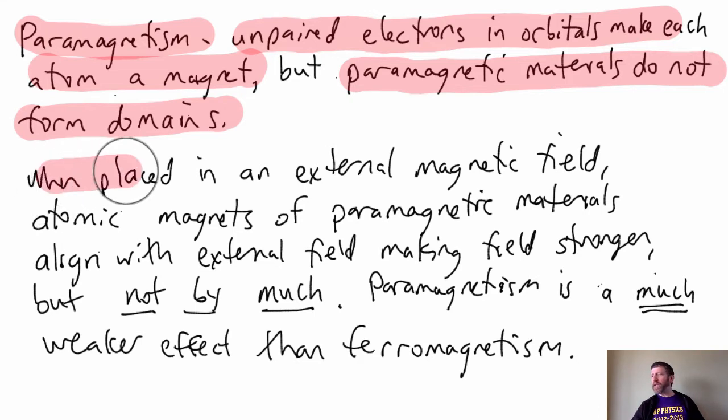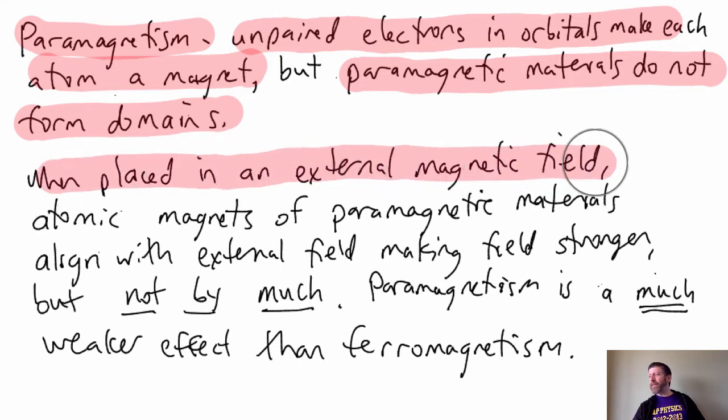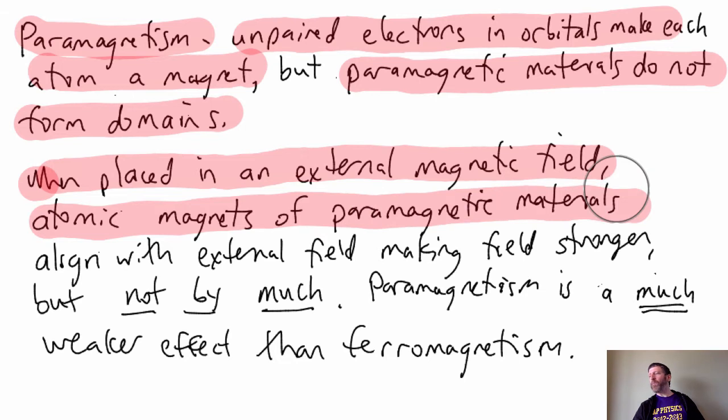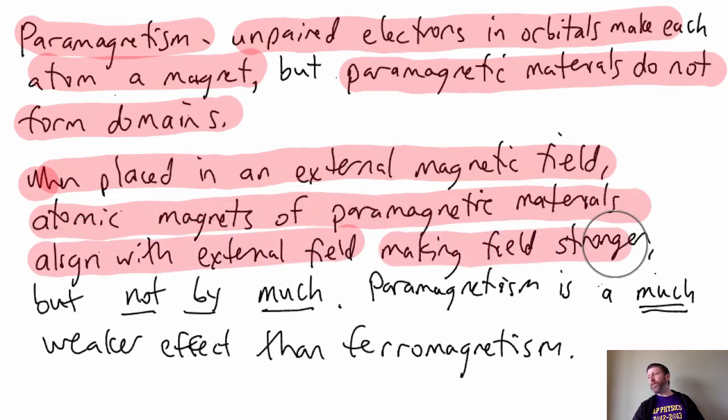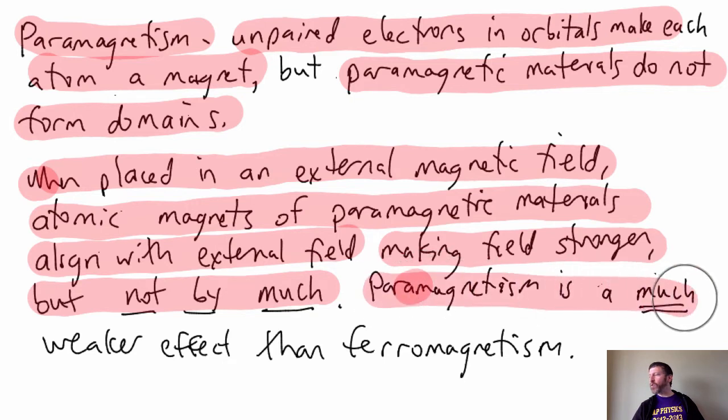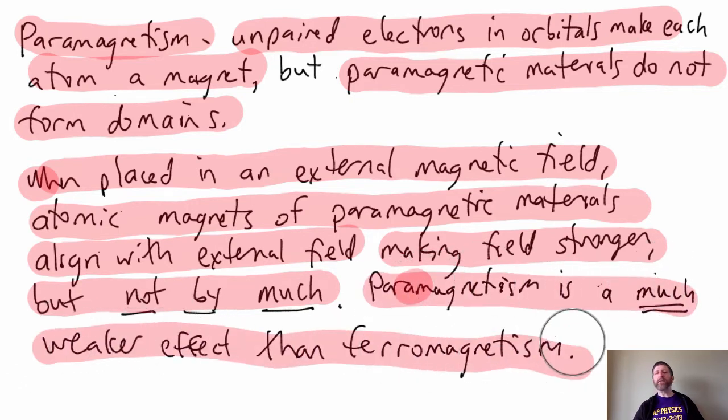When you place a paramagnetic material in an external magnetic field, all the atomic magnets of the paramagnetic material do align with the external field, and they do make the field stronger, but not by much. It's just a very small effect. It is much weaker than ferromagnetism, like thousands of times weaker. But anything with unpaired electrons can be paramagnetic, so a lot more materials are paramagnetic.